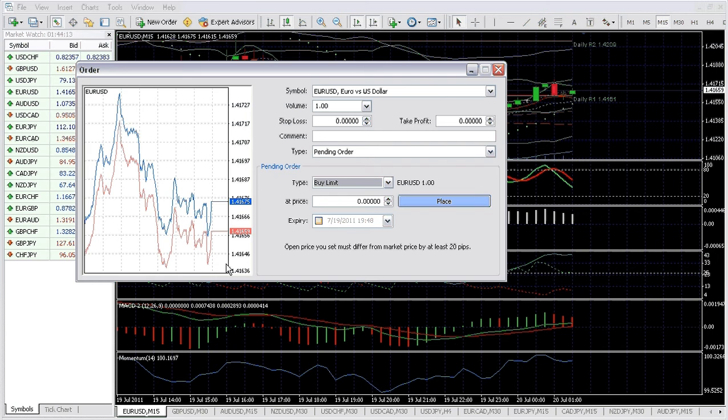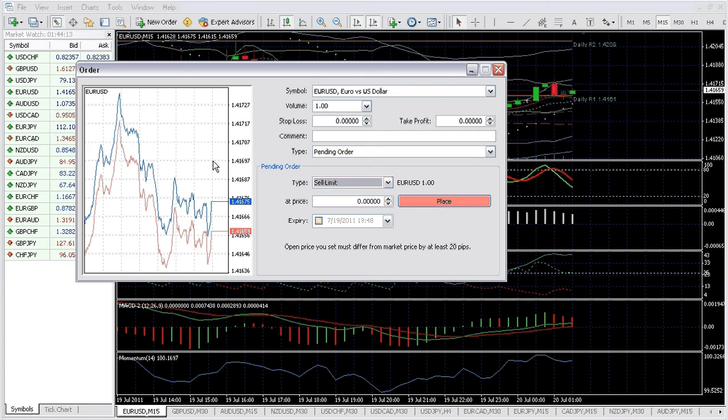And on the other hand, in a sell limit order, I could enter a price here that is higher than the market value, and when the market came up to that price, my order will be executed, and hopefully the market then moved back down from that limit rate.